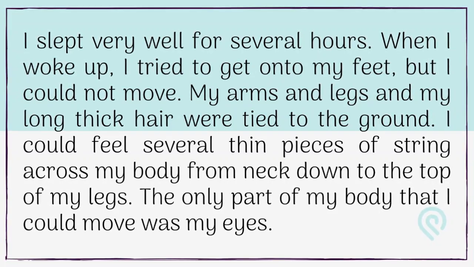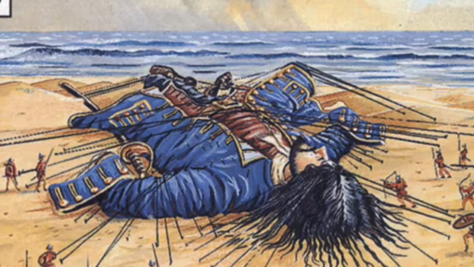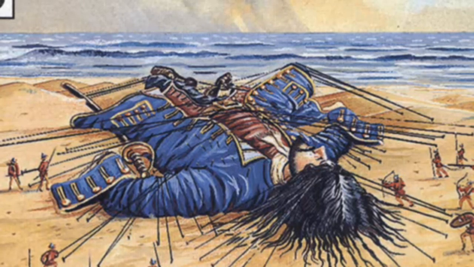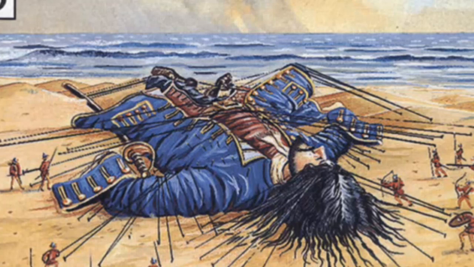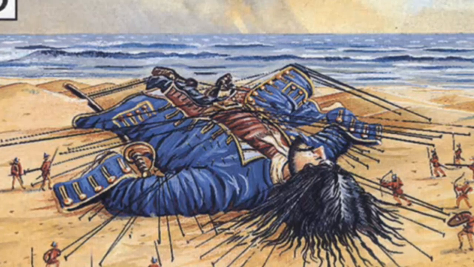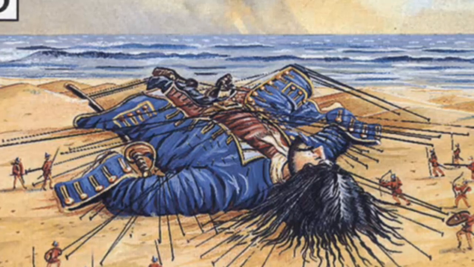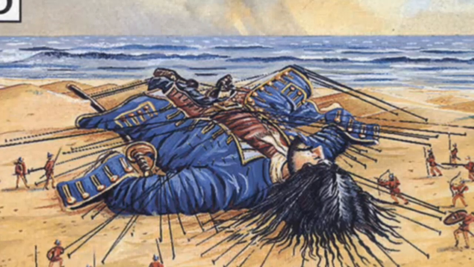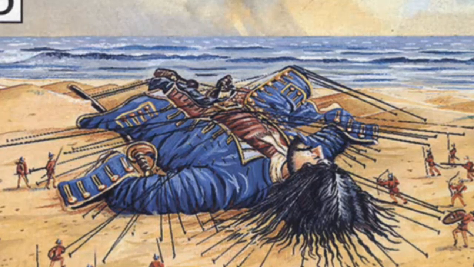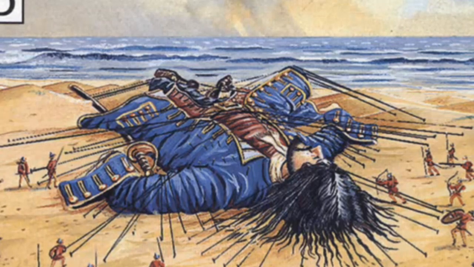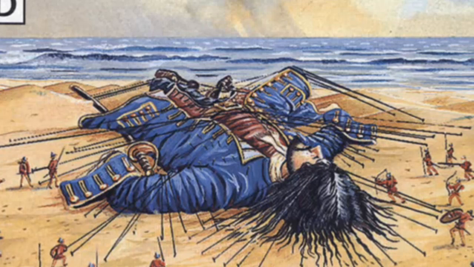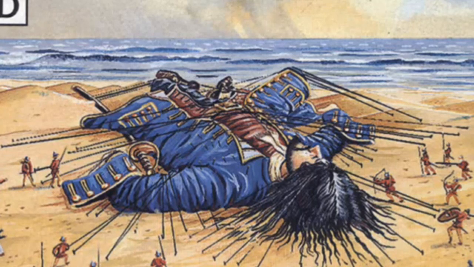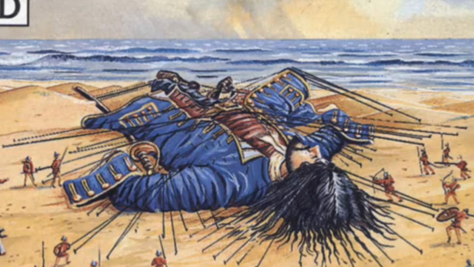After swimming, tiredness and hunger, I slept. Gulliver is saying that he slept very well for several hours. Many hours he slept. When he woke up, he tried to stand up, but he could not move because he was tied to the ground with pieces of string across his body. The whole body was tied to the ground. He was lying on the ground, and only his eyes he could move.